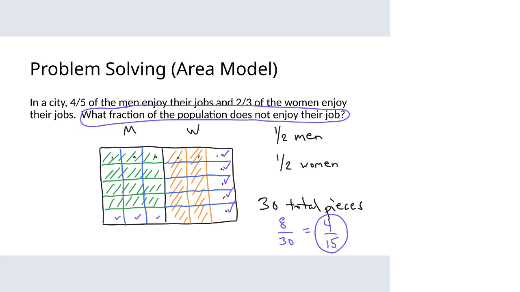I think that's a really challenging question. Hopefully every step we did along the way made sense, and a key there that is important was cutting. If we cut the men horizontally, we cut the women vertically, so that when we cut everything, we've got same size pieces all the way through the diagram.